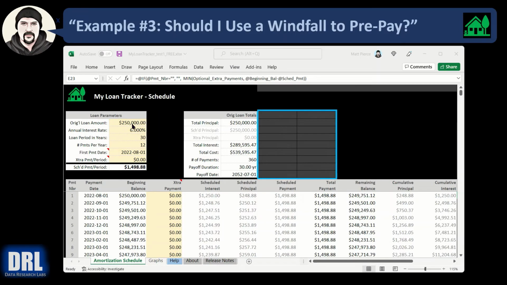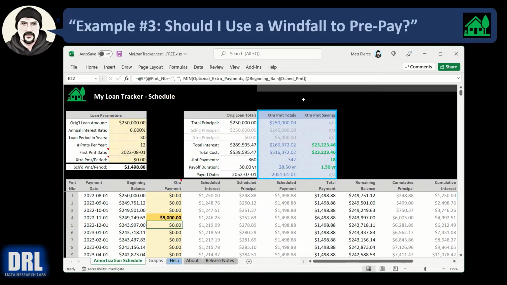Here's the spreadsheet with the same loan terms as before, but in this case, we're not going to add an extra payment every month. We're going to do a one-time lump sum in, say, month number 4 of $5,000 because you got a bonus, and we want to see what happens. As soon as I tab off of this, boom, our little blue box populates, and that one-time payment saves me 18 months of payments, or 1.5 years, and it saves me $23,000 in principal, or off the total cost of the loan.